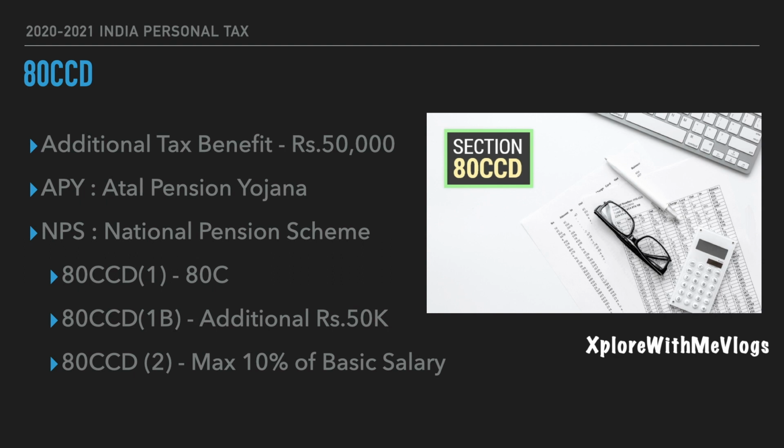2. 80CCD(1B): Deduction for NPS. Additional deduction of 50,000 rupees is allowed for amount deposited to NPS account. Contributions to Atal Pension Yojana are also eligible for deduction. 3. 80CCD(2): Deduction for NPS. Employer's contribution is allowed for deduction up to 10% of basic salary plus dearness allowance under this section. Benefit in this section is allowed only to salaried individuals and not self-employed.